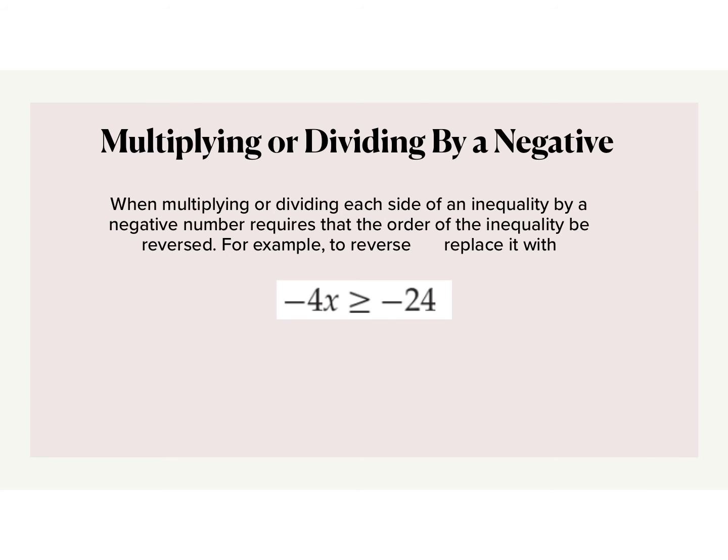All right, so the one thing that's different when we solve inequalities is if we are multiplying or dividing by a negative. So multiplying or dividing each side of an inequality by a negative number requires that the order of the inequality be reversed. For example, you would replace a less than with a greater than, or you would replace a greater than with a less than. So you always just flip the direction of your inequality.